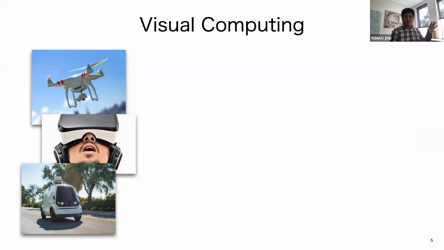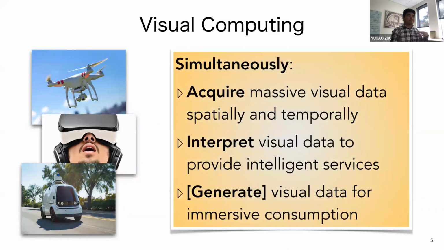Now, if you look at these application domains, they share common characteristics in the sense that they have to simultaneously acquire massive visual data spatially and temporally. They have to interpret visual data to provide intelligent services. And optionally, in the case of AR and VR, they have to generate visual data for immersive consumption. So these are the common traits of the visual computing application domains that I'll be primarily focused on today.